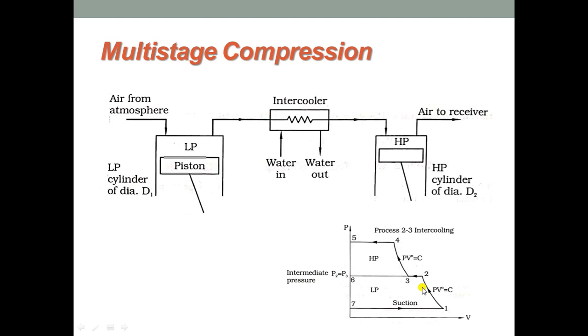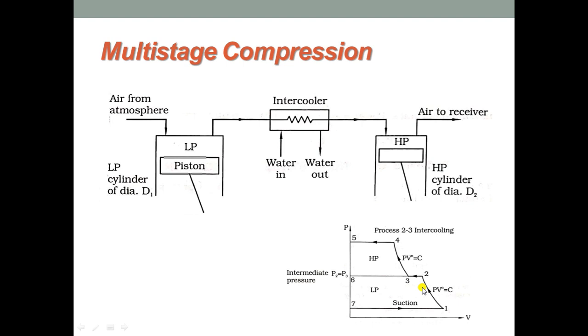If the intercooling is not perfect, then the inlet state to second or subsequent stage shall not lie on the isothermal compression process line, and this state shall lie between the actual state of discharge from first stage and isothermal compression lines.